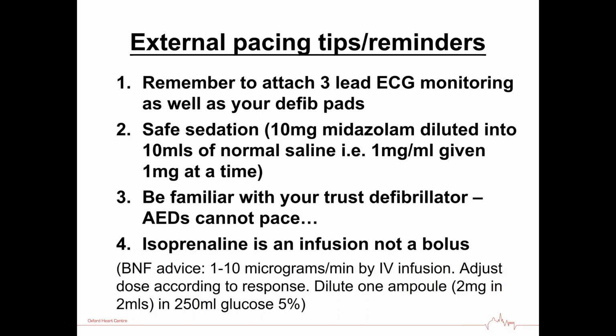We talked briefly in the Resus guidelines about isoprenaline, and as you may have seen on there, they recommend starting at 5 micrograms per minute. The BNF advice is very good on this actually, and that is to start at 1 to 10 micrograms a minute by an IV infusion. So remember, this is an infusion, not a bolus, and that's absolutely key. So you take a 2 milligram ampule, the nurses will make that up in 250 mils of glucose, and then start running that.